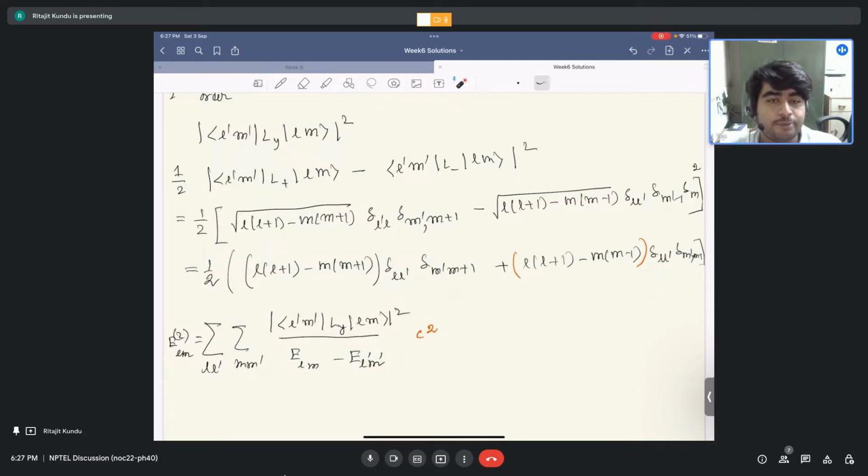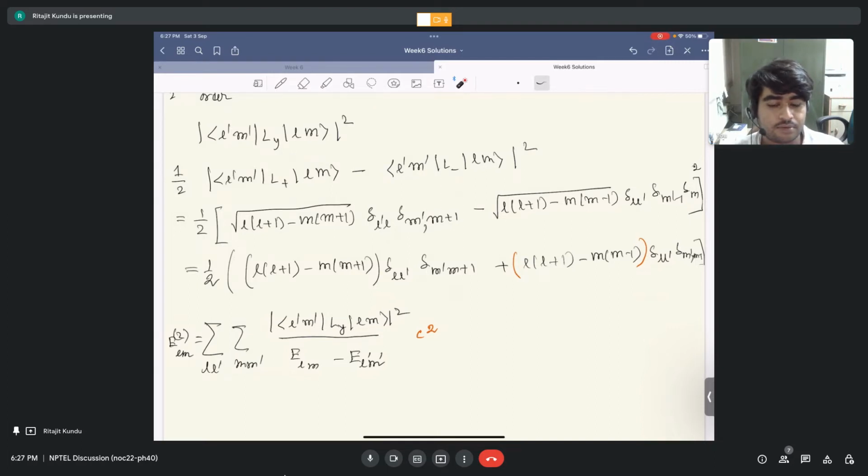From this expression, like any second order perturbation theory expression, you will clearly see that if LM becomes the same as L prime M prime, the denominator will become 0, and in turn the whole expression will diverge and you will get ill-defined results. So to restrict that, how it comes out is, yeah, go on.